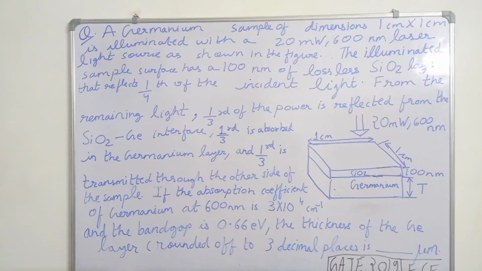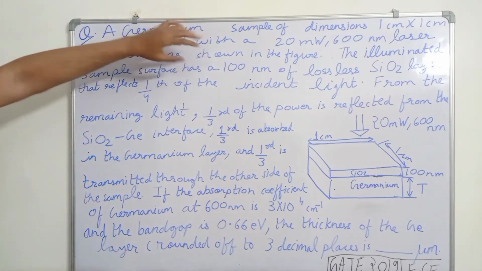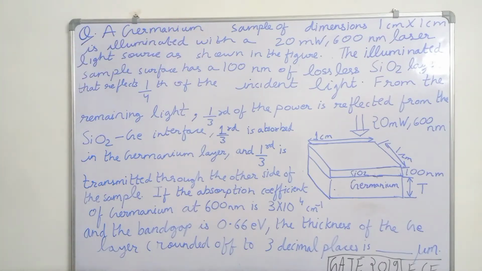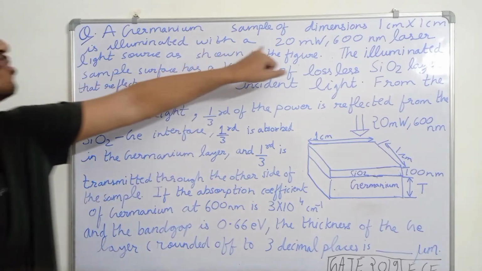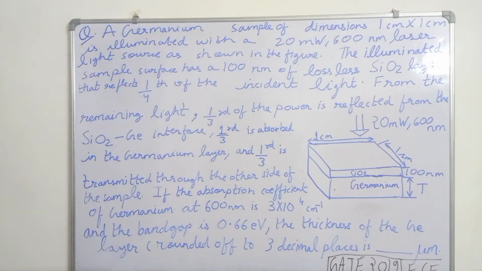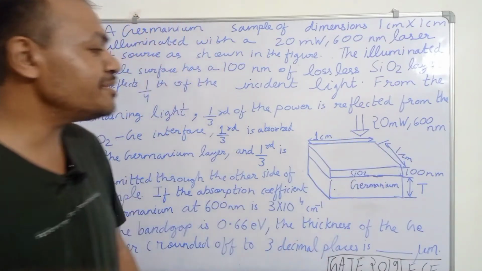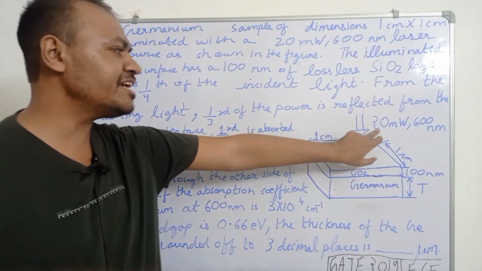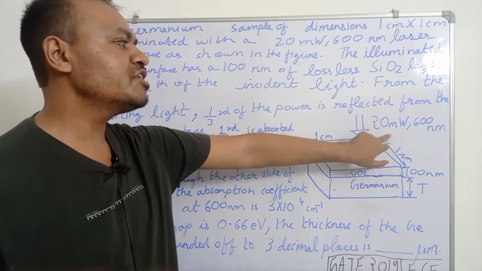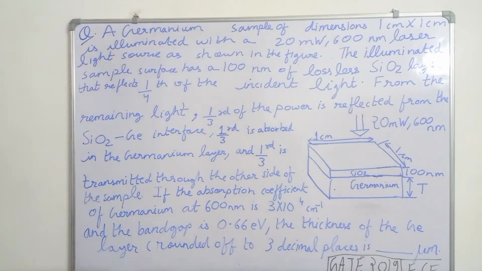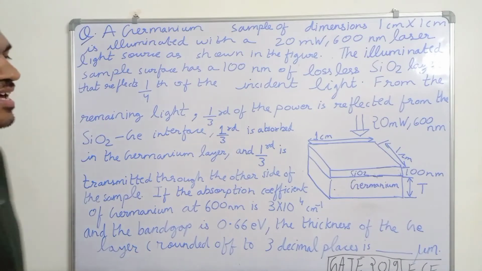So we are doing a question from GATE 2019 electronics branch, and this question is from the subject electronic devices. It says that a germanium sample of dimensions 1 centimeter cross 1 centimeter is illuminated with a 20 milliwatt 600 nanometer laser light source. So this is a germanium sample of 1 centimeter cross 1 centimeter dimensions, illuminated with this light source, 20 milliwatt 600 nanometer.